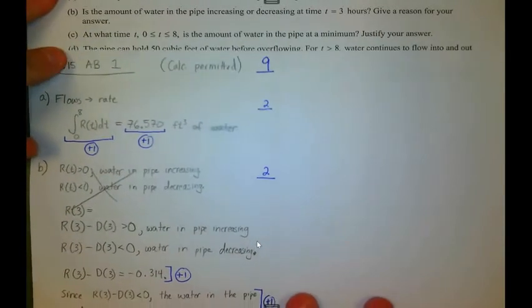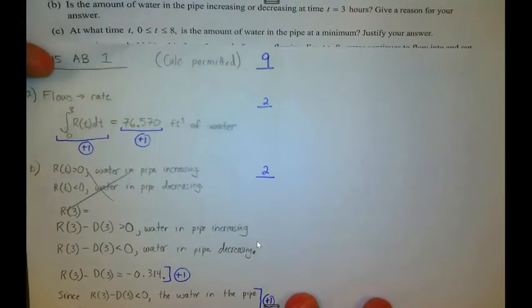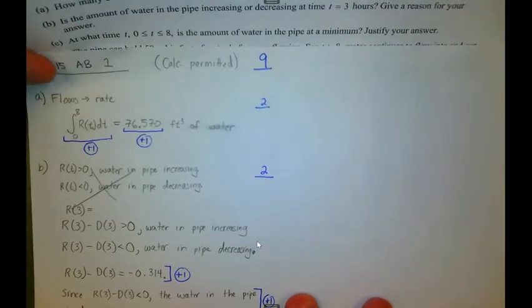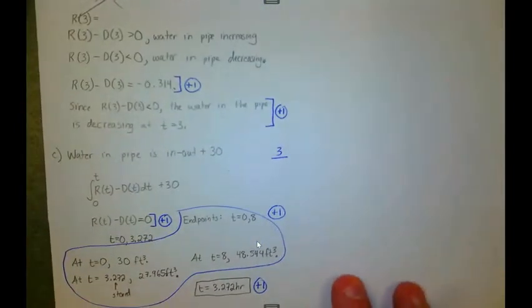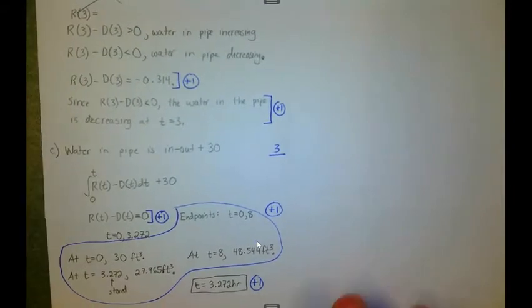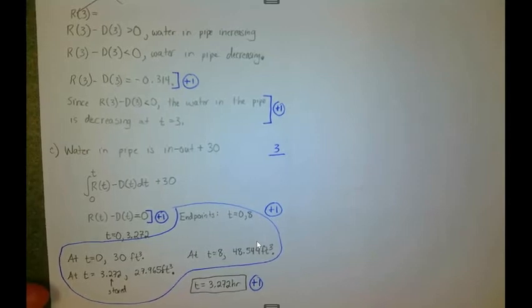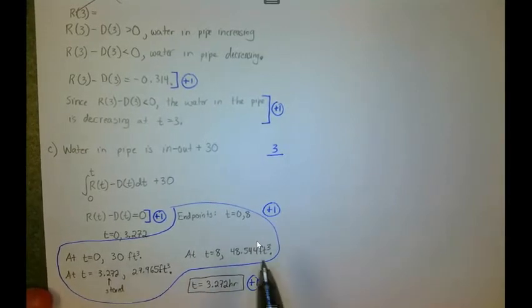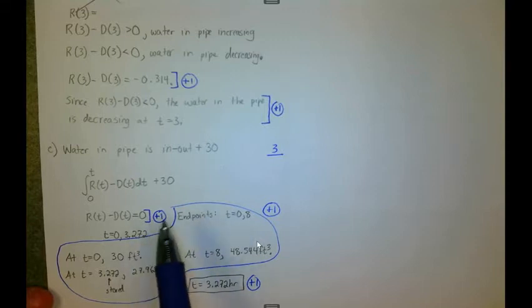Part C, when is the water in the pipe at a minimum? It doesn't say absolute minimum, but it means absolute minimum. And when it says absolute minimum, I need to think about all of the possible values where this could happen. There are 3. They are 0 and 8, because those are the endpoints, and then any values between 0 and 8 where the first derivative equals 0. You could also think about it as just where the first derivative equals 0 and changes sign from negative to positive to be a minimum. But I didn't bother doing that.